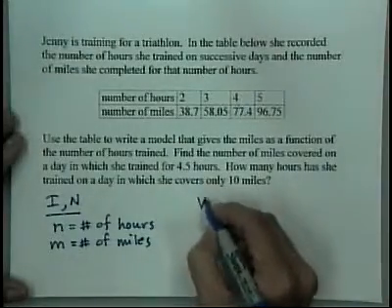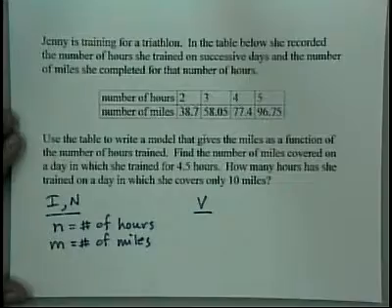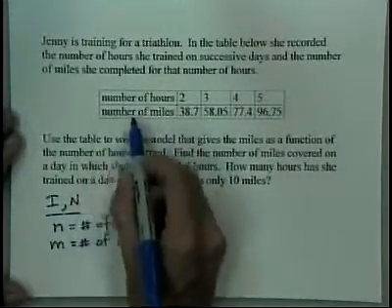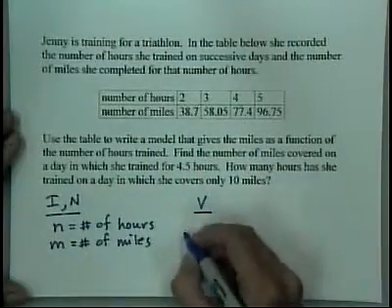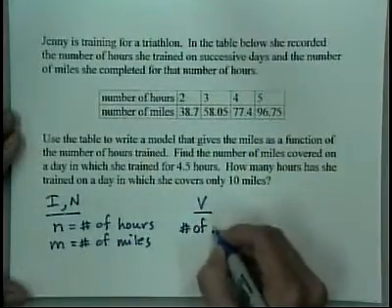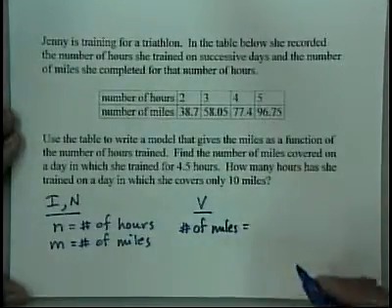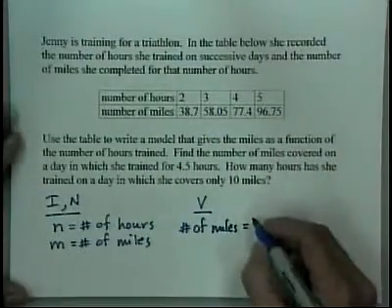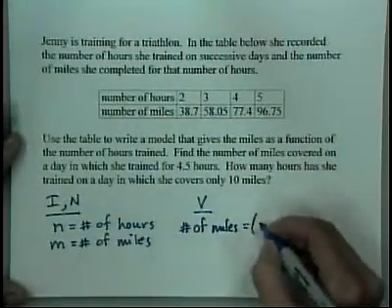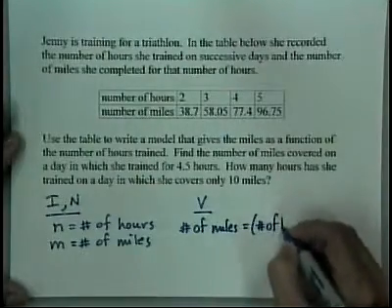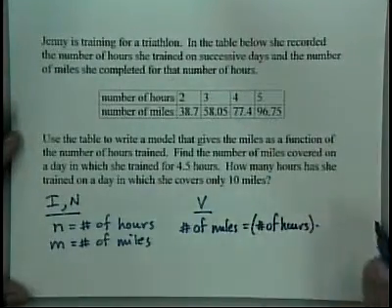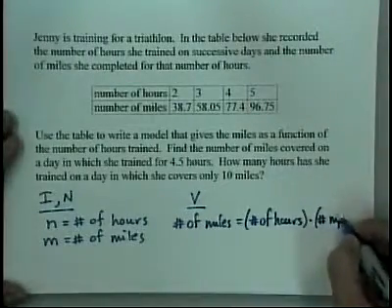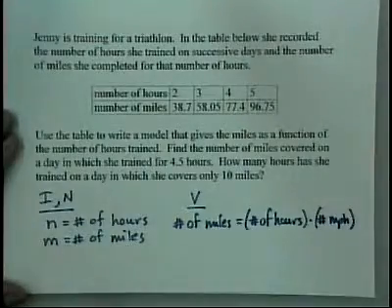As far as a verbal model, a description of what's happening, for each number of hours, she completes a number of miles. So the number of miles is equal to the number of hours times the number of miles per hour. So let's write in words number of hours times number of miles per hour, MPH for miles per hour.